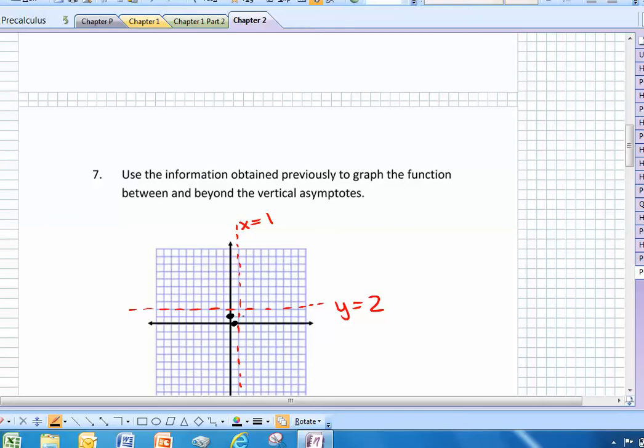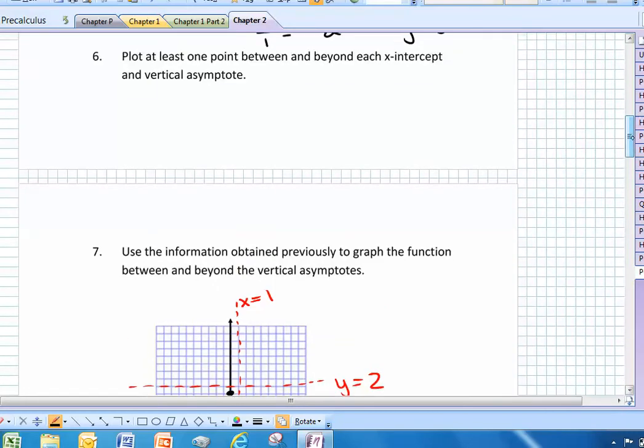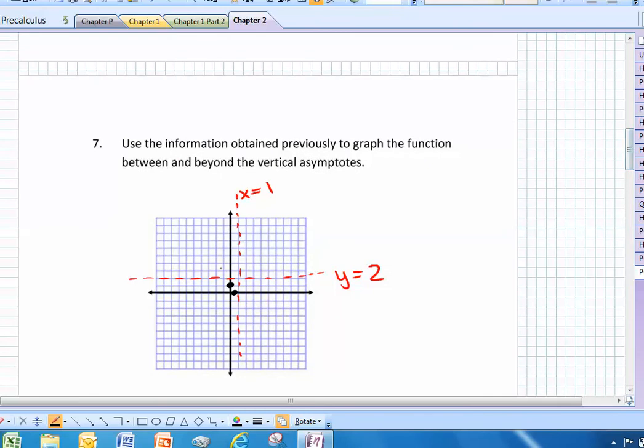So now what I need to do is plot a point, as it says, beyond and between each x-intercept and vertical asymptote. So I want to plot a point in this direction of the y-intercept, and I want to plot a point in this direction of the vertical asymptote. So to the left of the y-intercept, I'll choose negative 1. So remember, the function was f of x equals 2x minus 1 over x minus 1. So I'm going to put negative 1 in.